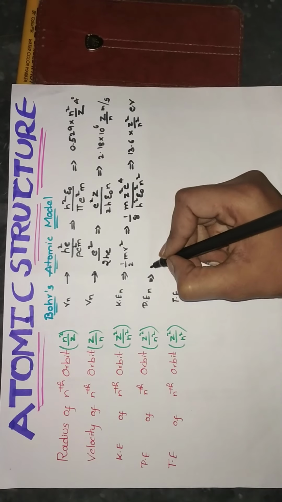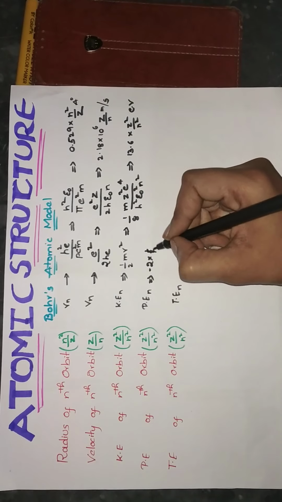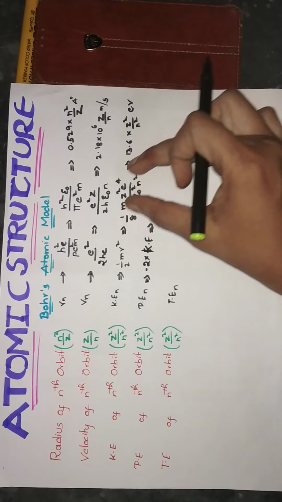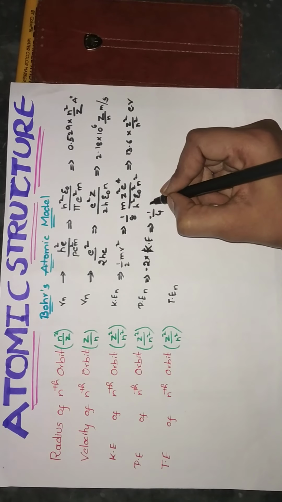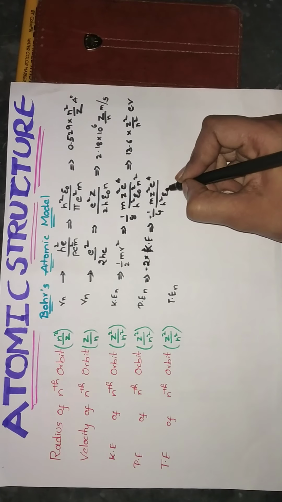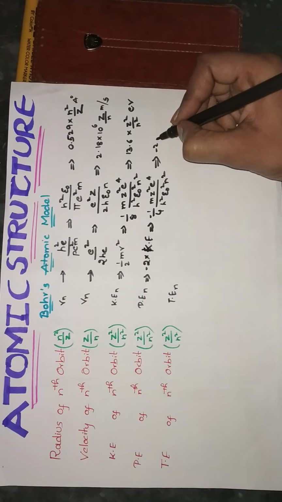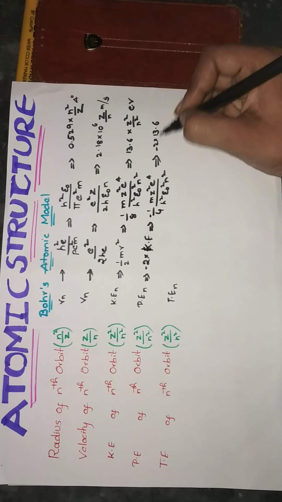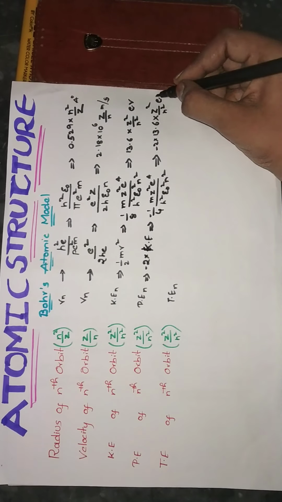And potential energy is minus 2 into kinetic energy. So multiply the kinetic energy with minus 2. Then you will get minus 1 by 4 into m Z square e to the power 4 by h square epsilon naught square n square. And the value is minus 2 into 13.6, which will be 27.2. So minus 27.2 into Z square upon n square electron volt.